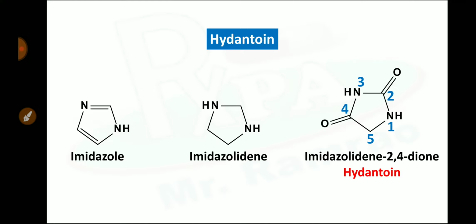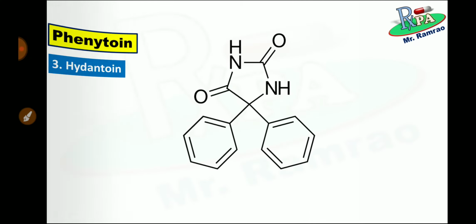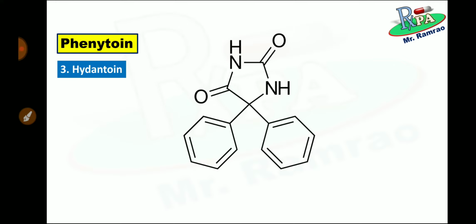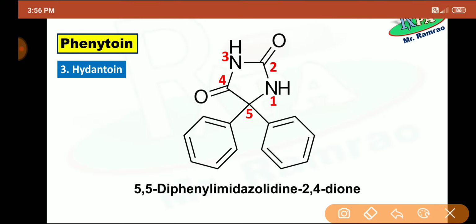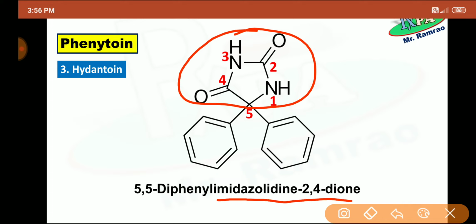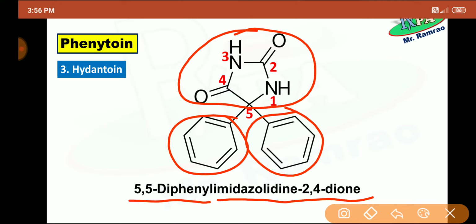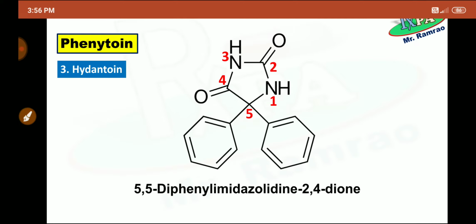Now we'll see the first molecule belonging to the hydantoin class, the phenytoin. First we'll give the numbering, then we will see how the IUPAC name is given. It's very simple. You can see this heterocyclic ring we have already covered, hydantoin, which is also known as imidazolidine 2,4 dione, on which on the fifth position two phenyl groups are present. Therefore, 5,5-diphenyl imidazolidine 2,4 dione.